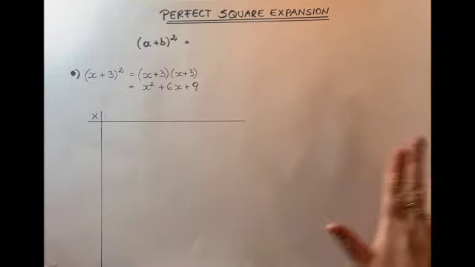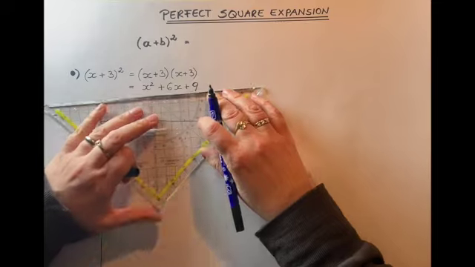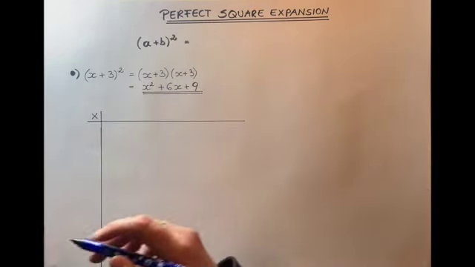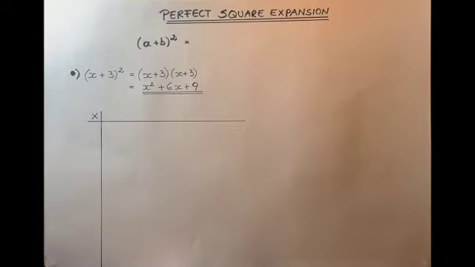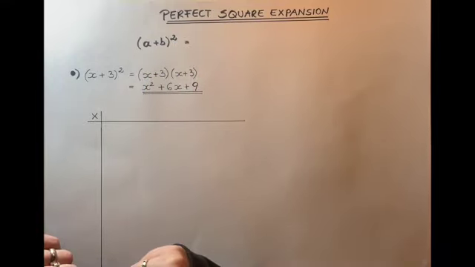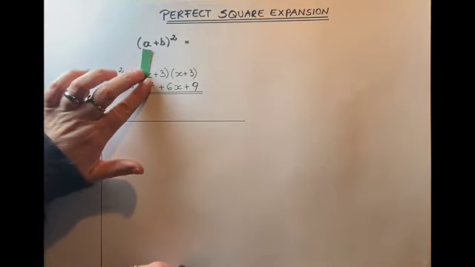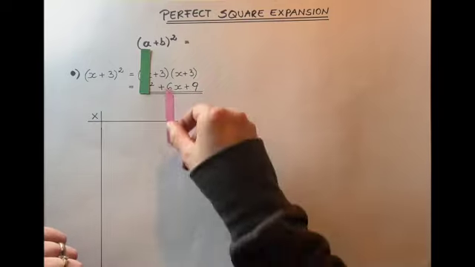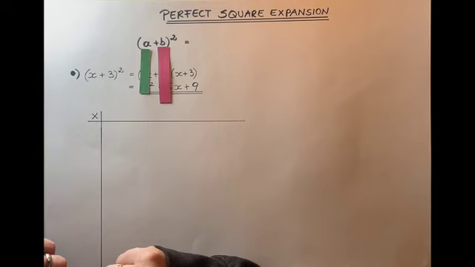There we go. You could have also used the FOIL method to find this out. I'm not going to show you how now; we have practiced this already. I am going to have a look at the more general form with you right now, and I am going to use 2 different colors to represent a and b. So our a is going to be that green tile that we usually use, and our b is going to be that pink tile.